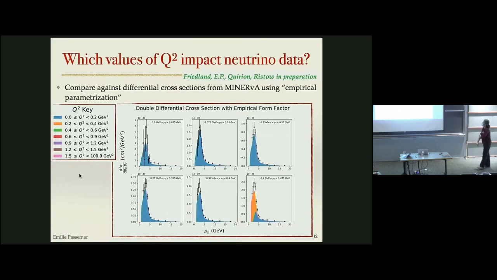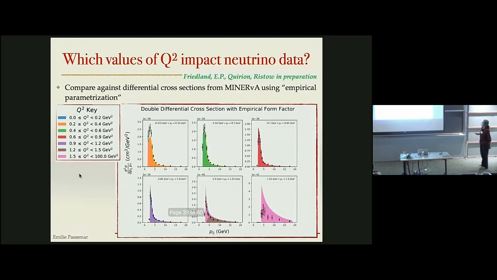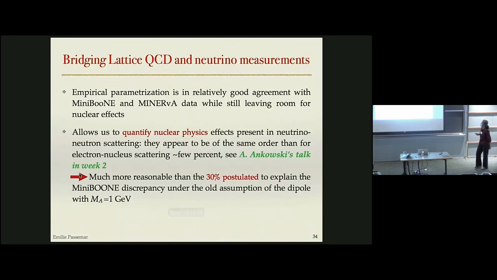In this case, the kinematic variables are the transverse and longitudinal momentum of the muons. And I see again that my empirical parametrization reproduces quite well the data. So from this study, I conclude that the empirical parametrization is in relatively good agreement with MiniBooNE and MINERvA data, while still leaving some room for nuclear effects.